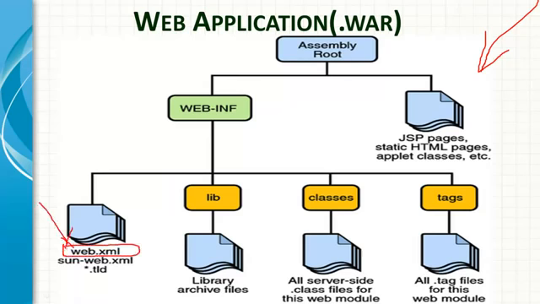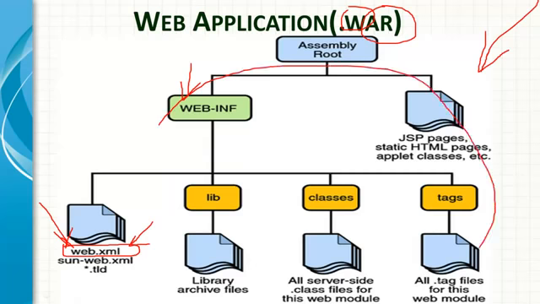So the moment you deploy a war in the web server, it says that okay, I will look at the root of your .war. A war is nothing but a zip file, a web archive, an archive file. So at the assembly root, it says that I'll look for a WEB-INF folder, and within that folder I'll look for a file called web.xml. If I don't find it, I can't help you. Right? I need to have my web.xml deployment descriptor to understand what you have provided within your war file.